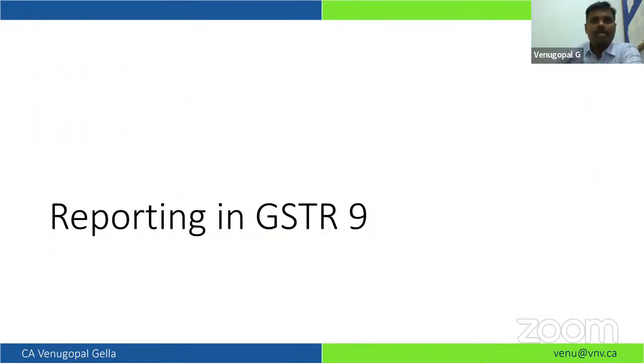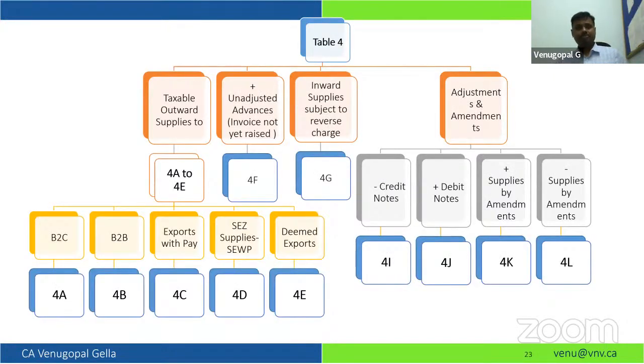How do I report it? The reporting is in 2 ways. Table 4, where the transactions have taxable value, where there is a tax liability. Table 5, where the transactions do not have tax liability. You will be reporting into these two tables. Now, when I say table 4, it is further segregated into 4A B2C, 4B B2B, 4C exports with pay, 4D SEZ with pay, 4E deemed exports.